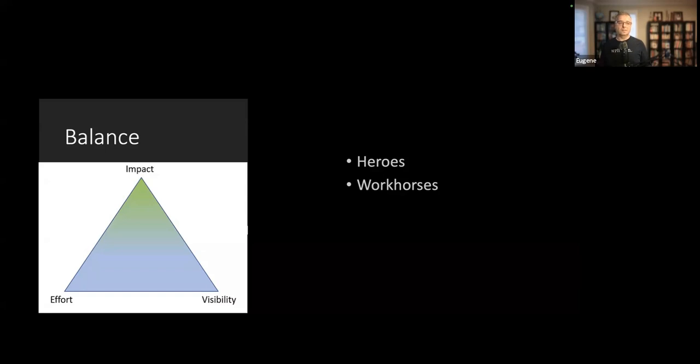People who optimize for effort always and don't think about impact or visibility are the workhorses. So those are the people who are going to stay till 11 p.m. trying to unblock that build, whether that's important or not, or trying to fix that really minor bug just because it's bugging them. And again, it's not a bad thing. The problem is that over time, if that's all you do, you're going to get burned out.